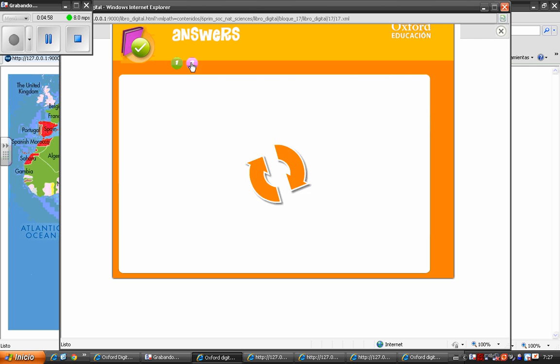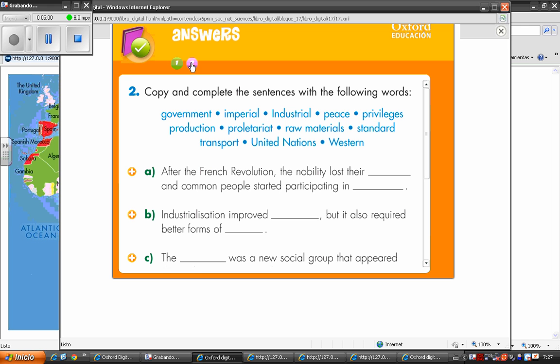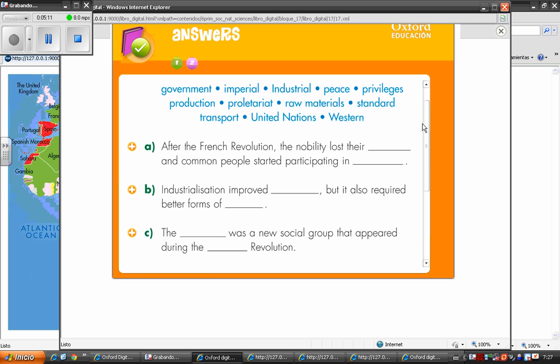Okay, now we're going to look at the sentences that are at the bottom of page 184. It says, copy and complete the sentences with the following words: government, imperial, industrial, peace, privileges, production, proletariat, raw materials, standard, transport, United Nations, and Western.